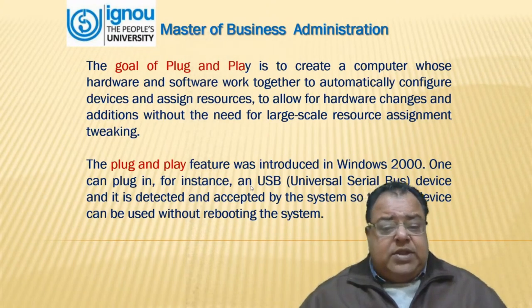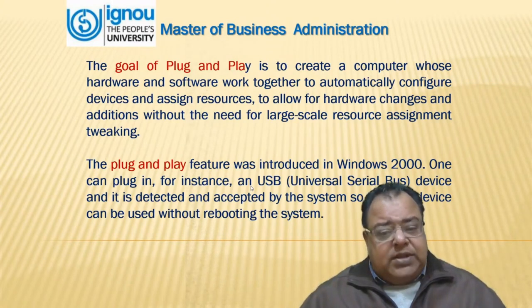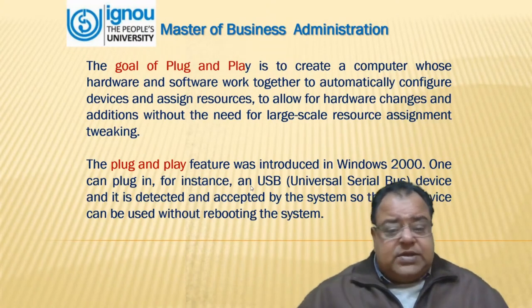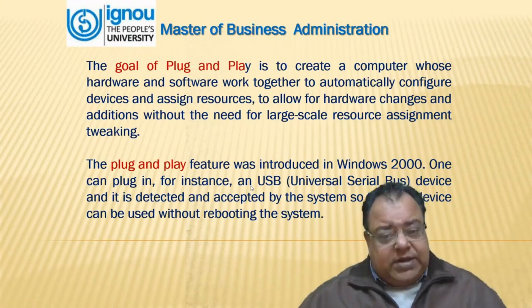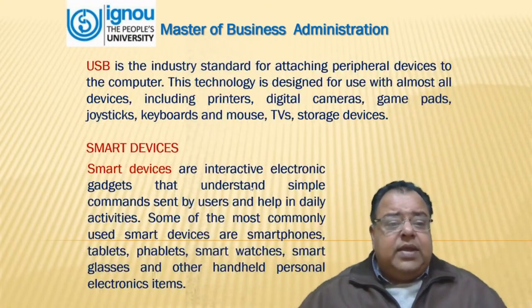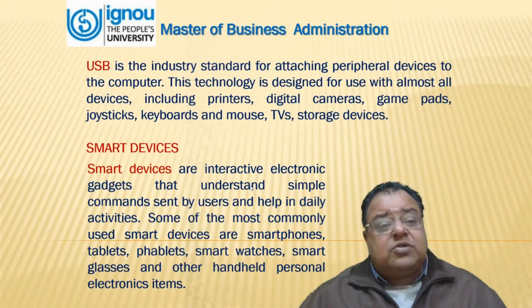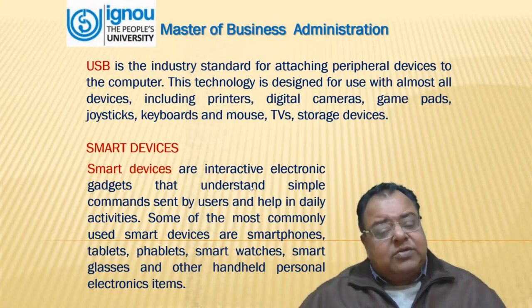One can plug in, for instance, a USB, that is Universal Serial Bus device, and it is detected and accepted by the system so that the device can be used without rebooting the system. That means, as you insert your USB into the CPU, it starts working immediately without any change or modification to be done. USB is the industry standard for attaching peripheral devices to computers. This technology is designed for use with almost all devices, including printers, digital cameras, game pads, joysticks, keyboards and mouse, TVs, storage devices, everything.